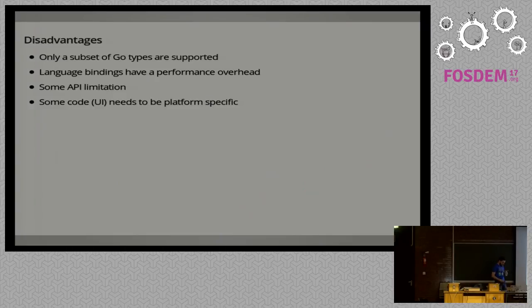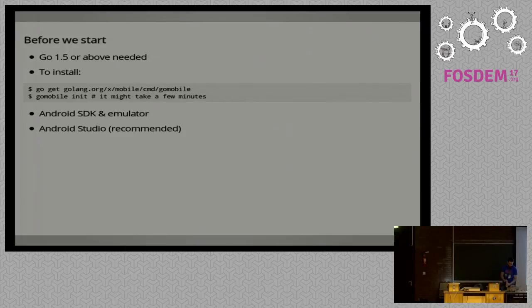Before we start, we need Go 1.5. To install it, run go get golang.org/x/mobile/cmd/gomobile and gomobile init. It will download a few things and it will be ready.